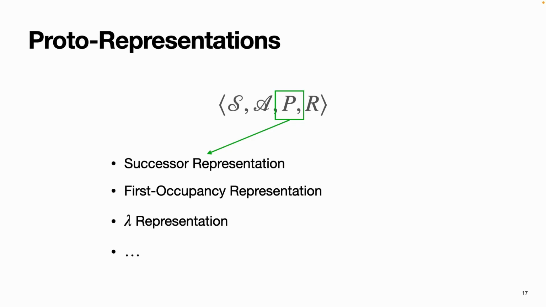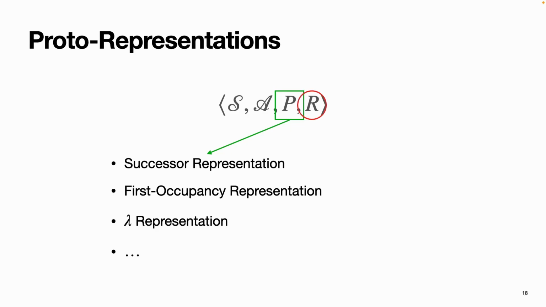So this problem doesn't only happen with the successor representation, but also with its variants, such as first occupancy representation and lambda representation. We call all of these proto-representations, proto meaning primitive or original, since these representations are defined directly using the transition dynamics of the environment. So they're sort of primitive to the definition of the MDP. So we call them proto-representations.